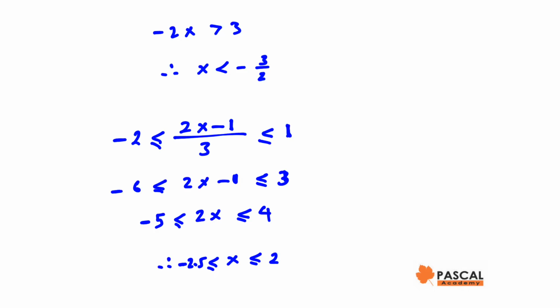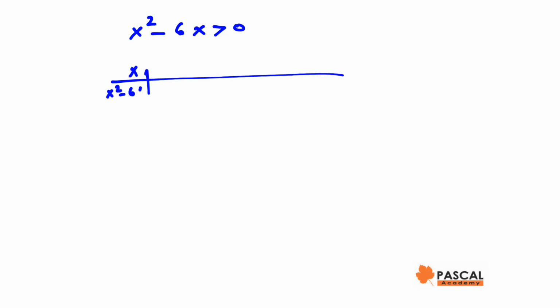To solve a nonlinear inequality, we use a sign chart. Let's have an example. x2 minus 6x greater than 0. We set x2 minus 6x to 0. We have x equals 0 or 6. This means at x equals 0, x2 minus 6x is 0. At x equals 6, x2 minus 6x equals 0.